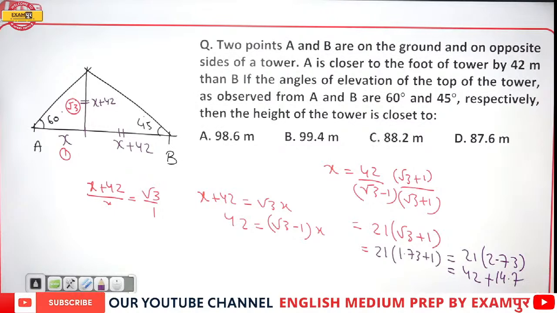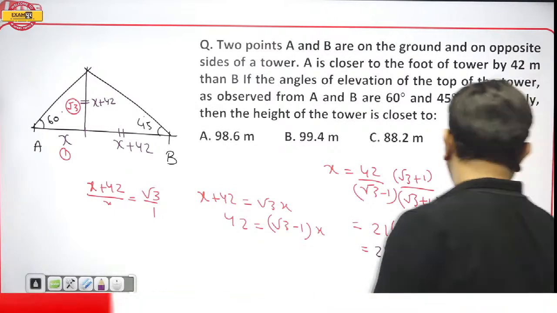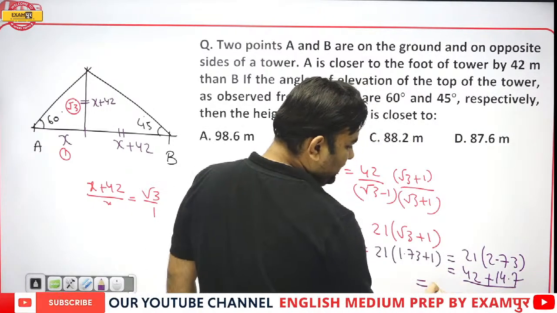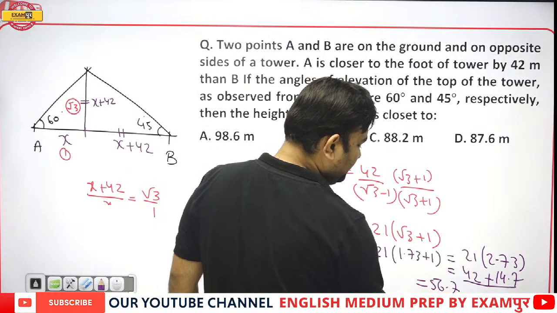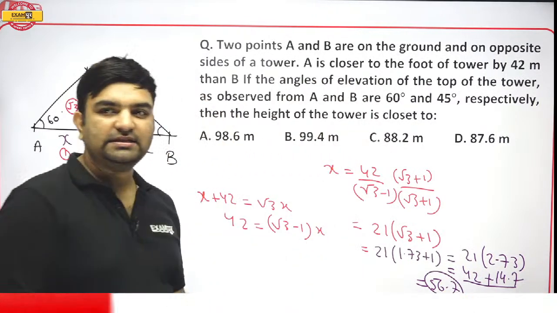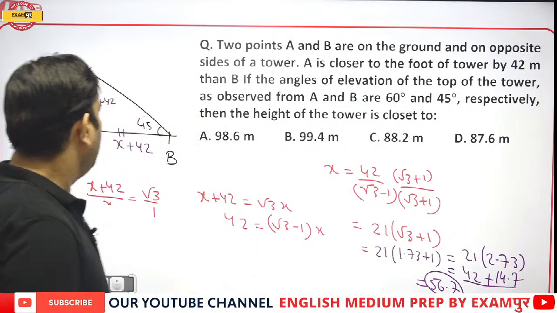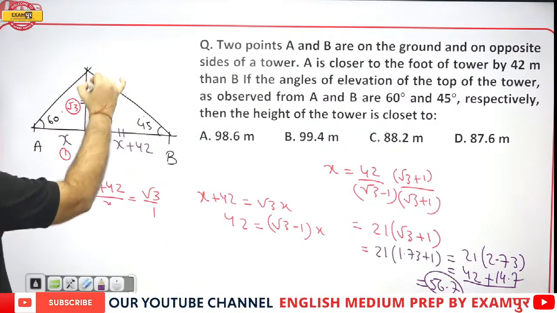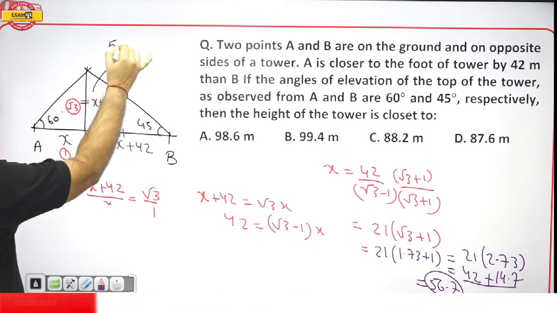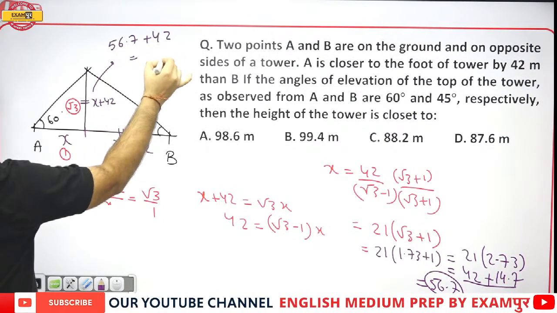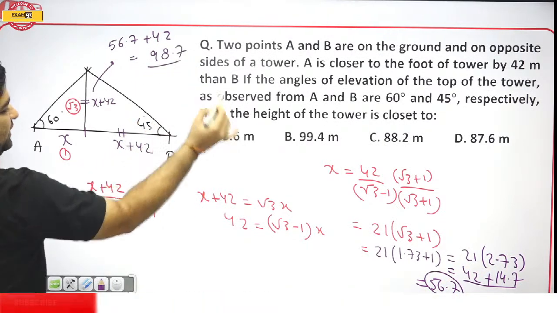I think this much is sufficient because the options are far apart. We can say the value should be greater than this, which is about 56.7. X is 56.7. And what is the height? X plus 42. So 56.7 plus 42 is 98.7. The value should be greater than 98.7.